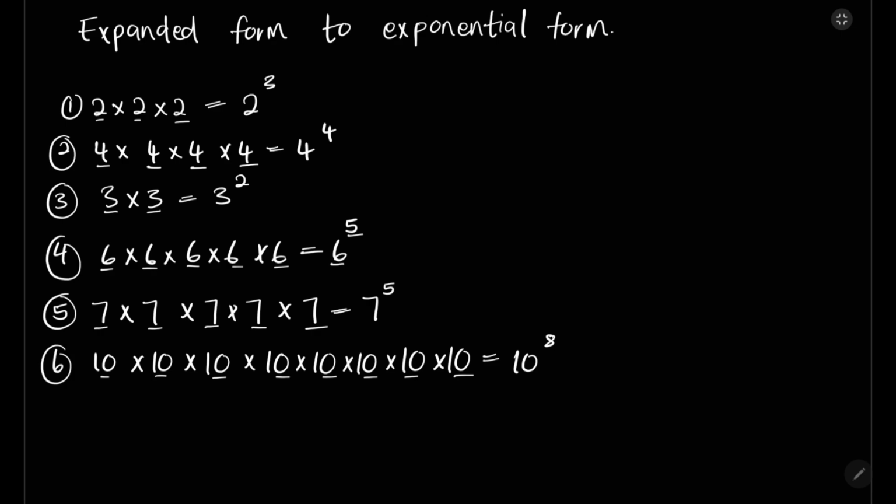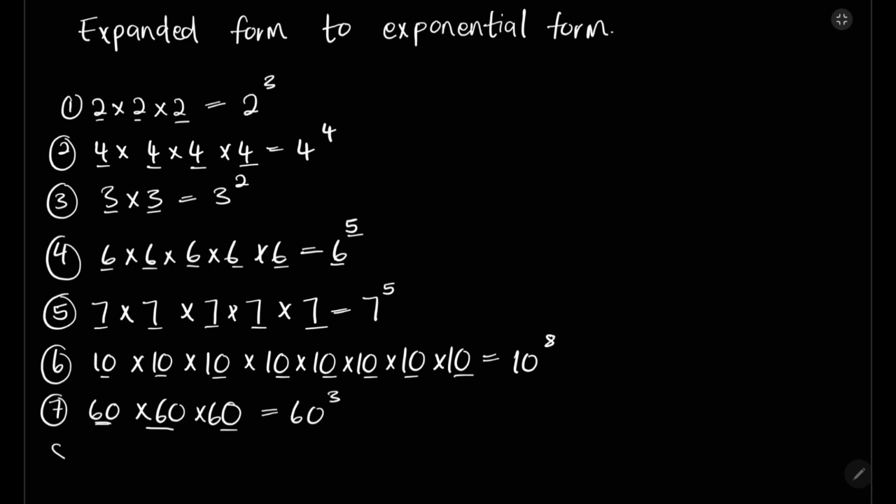Now let's try 60 times 60 times 60. What's the first step? We write down our base, which is this number. It's 60. For our exponent, we count how many numbers we have. We have 1, 2, 3. Therefore, this is 60 to the power 3.